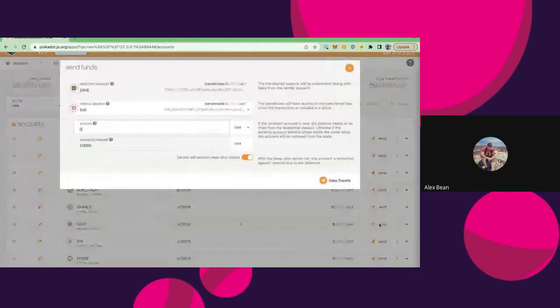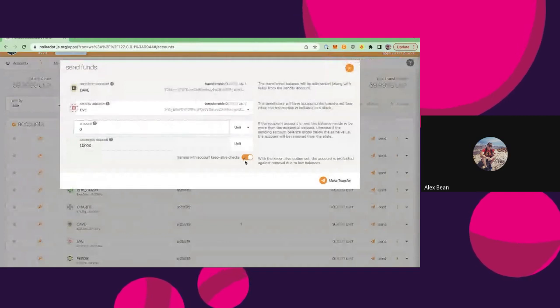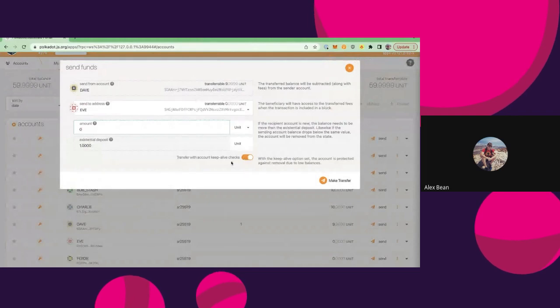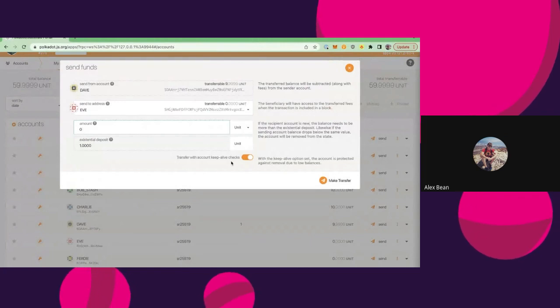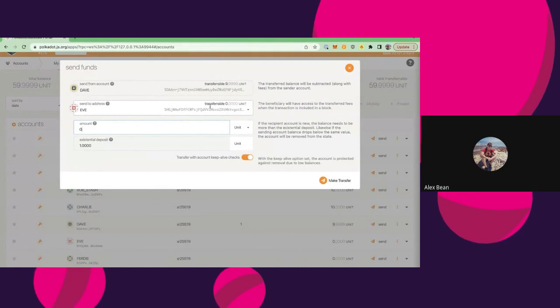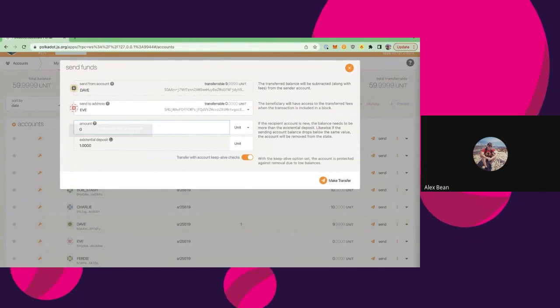That was because we have selected that option here. That's for security. That means that instead of doing a transfer directly, it is calling another function that is called transfer keep alive. What it's actually doing is performing these checks before allowing the transfer. It's just going to check that after the transfer, Dave still has more than 1 unit, more than the existential deposit. So it's not going to lose the account.